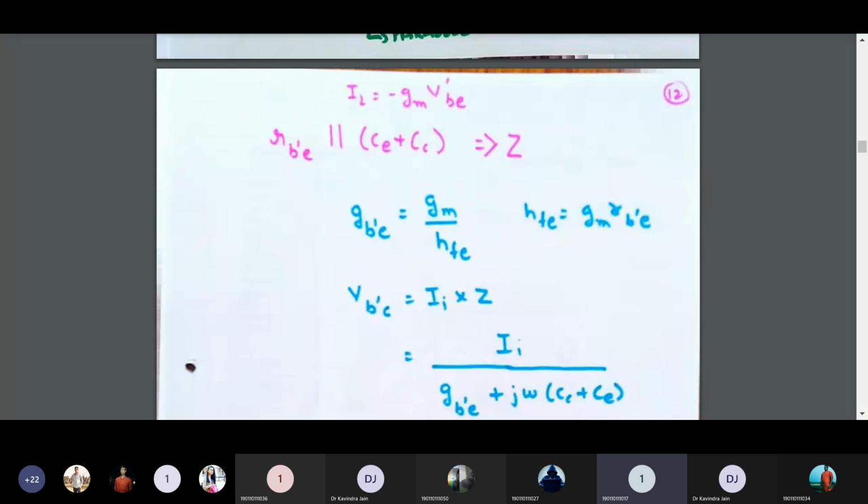Enrollment number 59. Yes, sir. What is the formula of current gain?